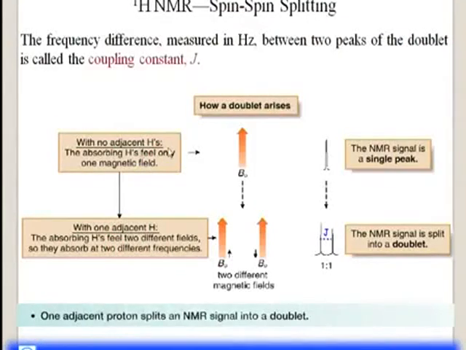With no adjacent hydrogen atom, the absorbing proton feels only one magnetic field and only a single signal will be observed. If there is one adjacent proton, the absorbing proton feels two different fields, one felt by itself and another felt by the adjacent proton. So they absorb at two different frequencies. Simple, a doublet will be observed for this kind of proton. One adjacent proton splits an NMR signal into a doublet due to the n+1 rule.